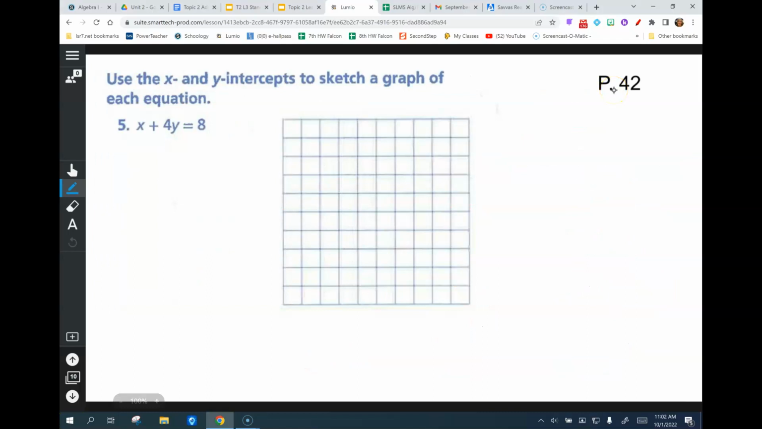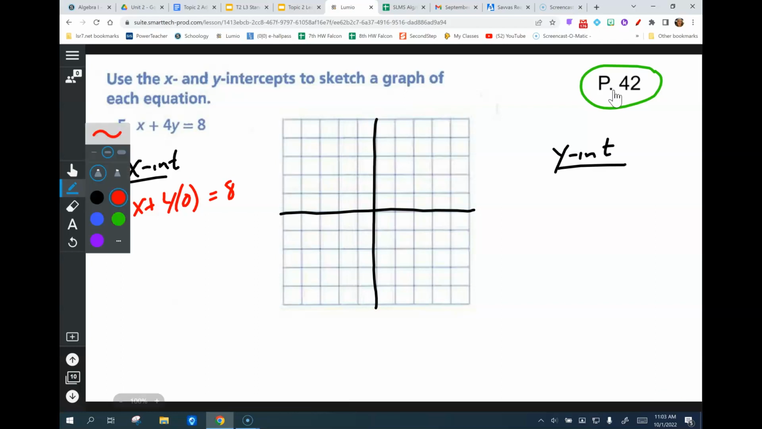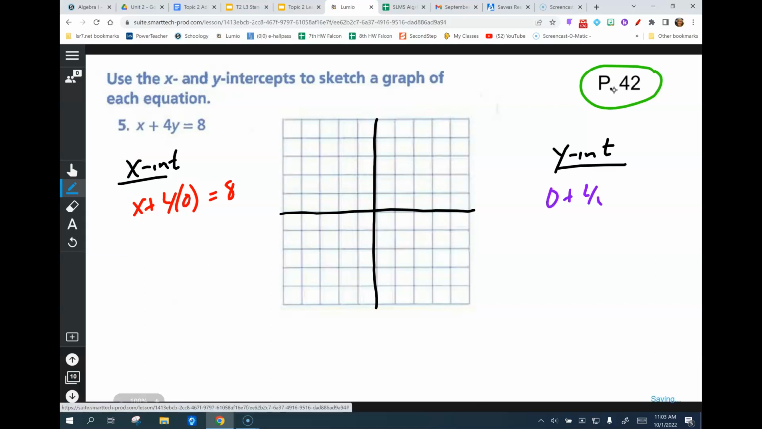So go to page 42. We're going to go to page 42, and we're going to graph this equation. Okay, so we're going to start off by just making our grid. Make our grid, and you're going to find your x-intercept, and you're going to find your y-intercept. Okay, ready, go. So if I want to find my x-intercept, I'm going to plug 0 in for y. And if I want to find my y-intercept, what do I do? Exactly, plug 0 in for x. And we're going to solve each of these equations. Go!